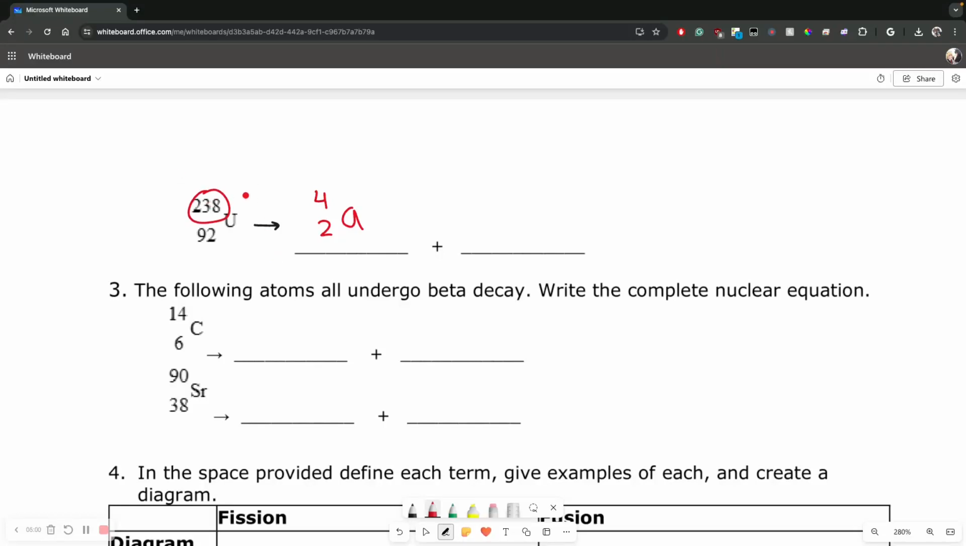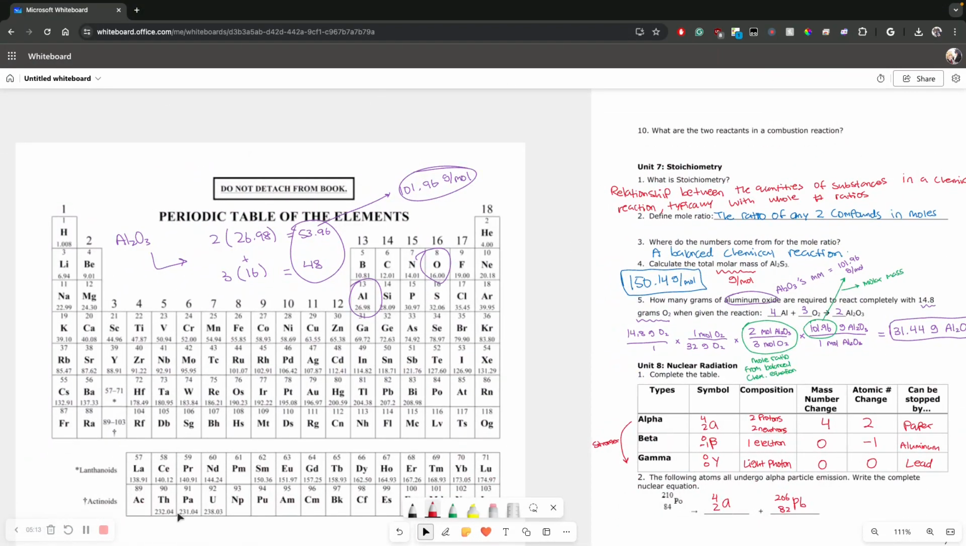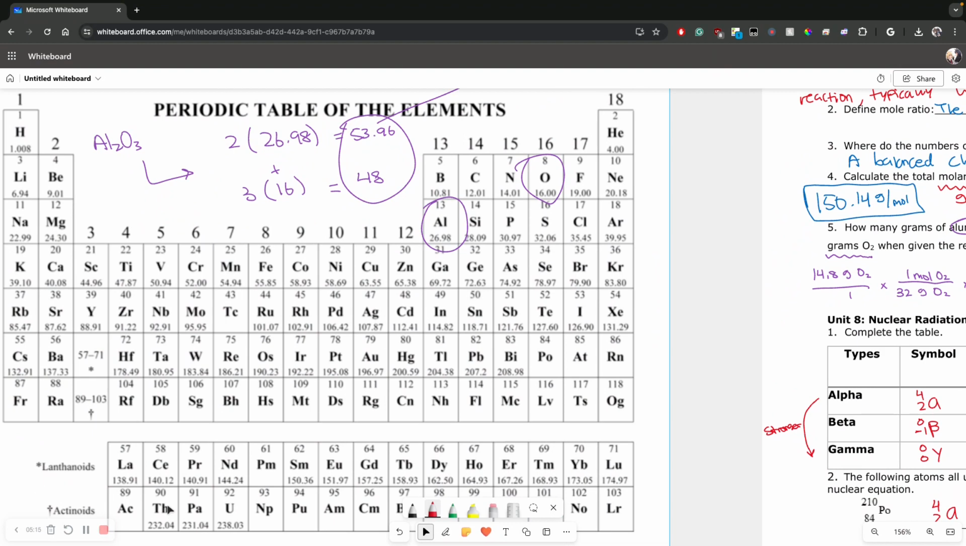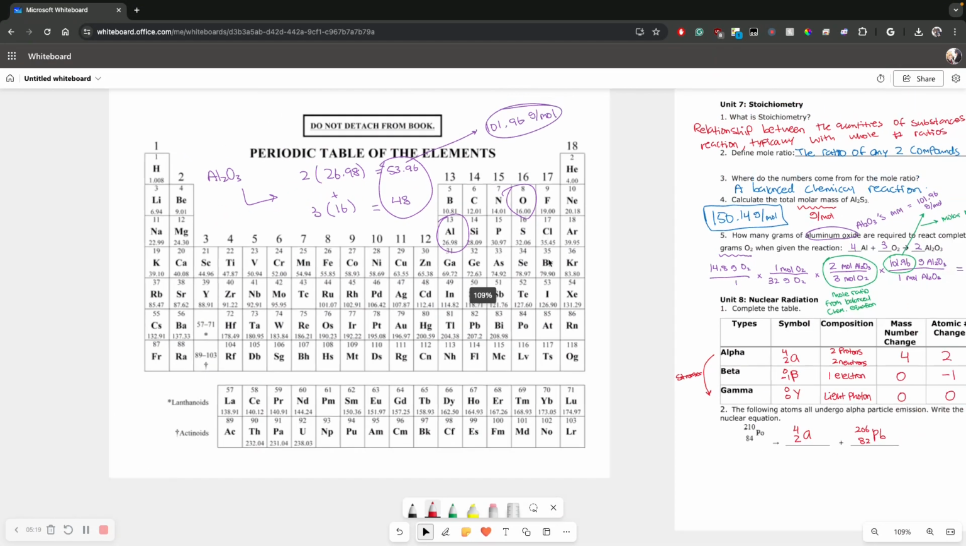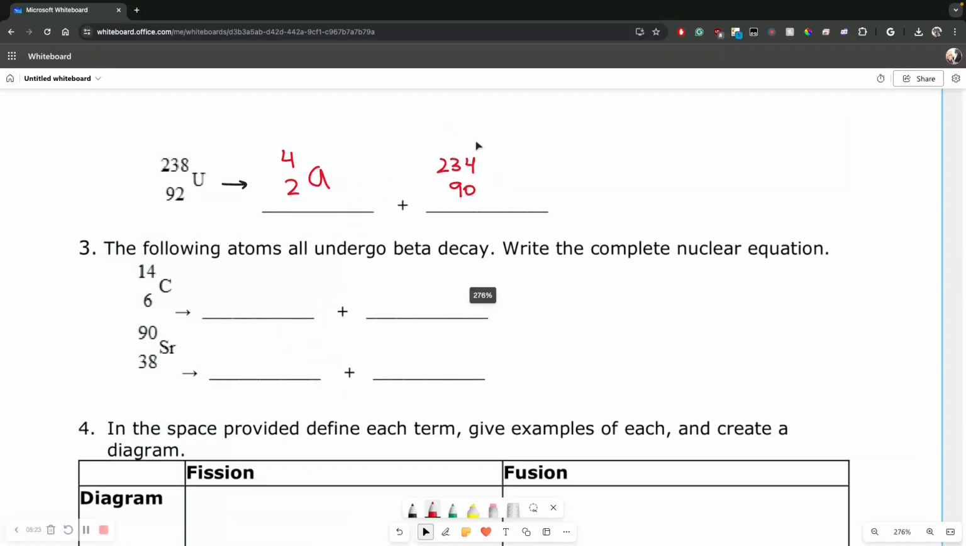So 238 minus 4 is 234. 92 minus 2 is 90. So going back to our periodic table, 90 is going to be the element thorium down here, Th. And so this element is going to be Th. And that's your balanced nuclear equation. It's not that bad.